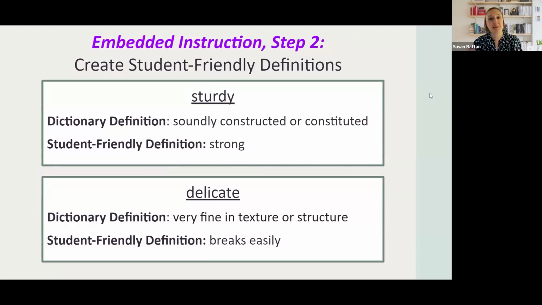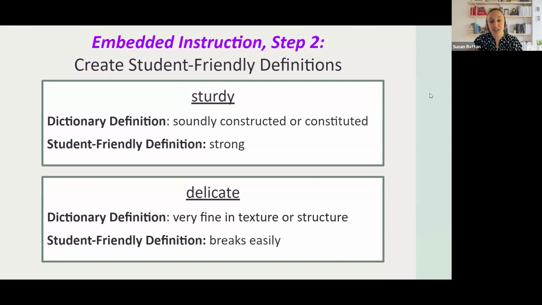And then a couple more examples. Sturdy, a definition from a dictionary is soundly constructed or constituted. Now that one certainly will not work well. So we gave that word sturdy the definition strong. And again, sturdy is a type of strong, but we don't go into that when we're providing the definition. That will come through the examples that we provide. And delicate, very fine in texture or structure. And our definition is something that breaks easily.